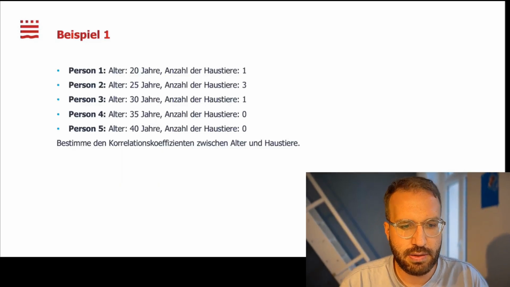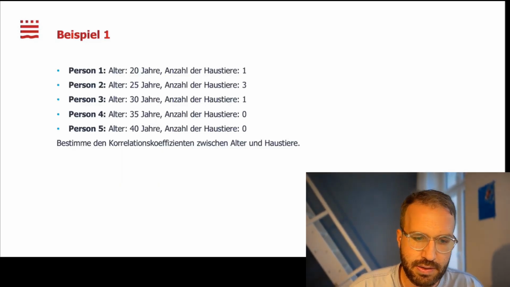Yes, okay. Now we have seen how to define the correlation coefficients and what the difference is between covariance and correlation coefficient. And now we want to look at two examples where we want to calculate these values. To start, let's take this example here.